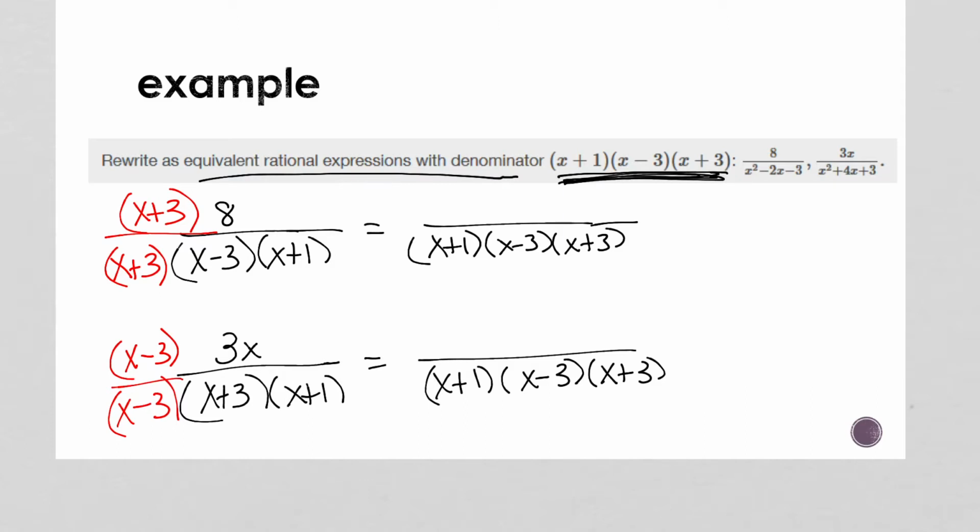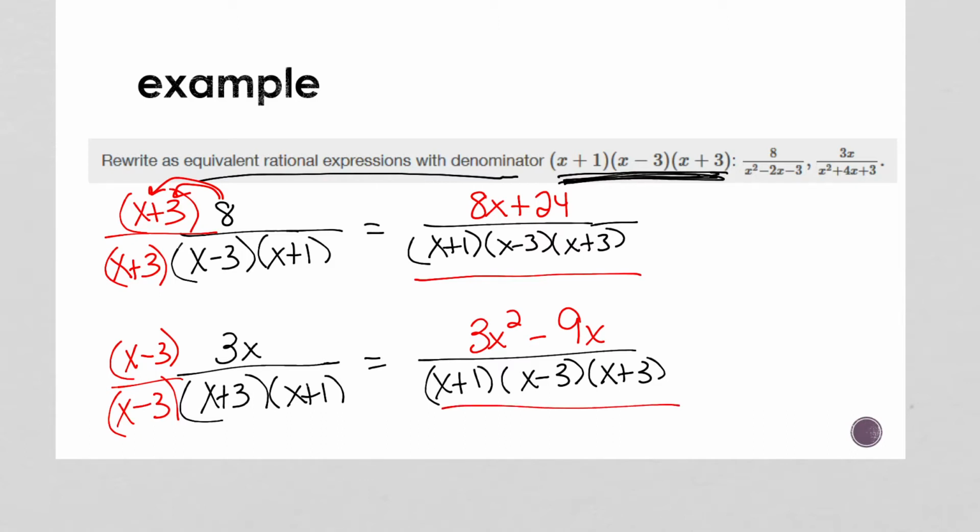So our numerator right here now becomes, I've got to distribute though. You guys be really careful with this. Make sure you're distributing. So I end up with 8x plus 24 right there. And in the bottom one, I end up with 3x times x is 3x squared, and then 3x times negative 3 gives us negative 9x. And that's it. We have just rewritten these as equivalent rational expressions with a common denominator.